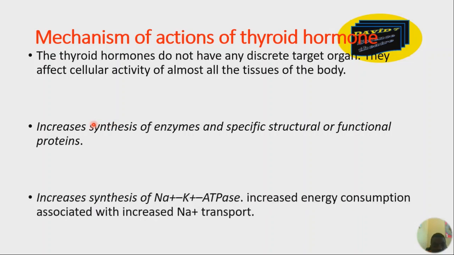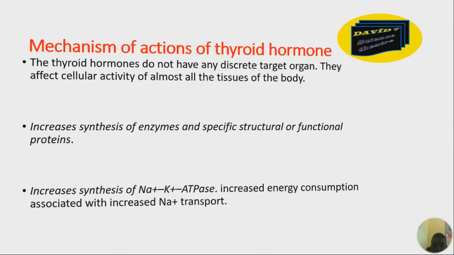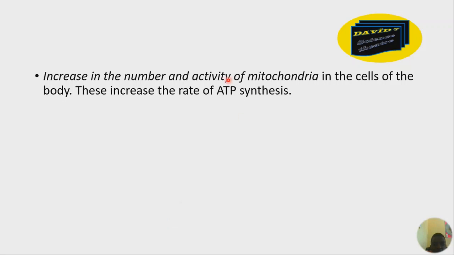It increases synthesis of sodium-potassium ATPases, which means there is increased energy consumption associated with increased sodium transport. Point noted. There is increase in number and activity of mitochondria in the cells of the body. This increases the rate of ATP synthesis. The hormones are responsible for increasing the basal metabolic rate.